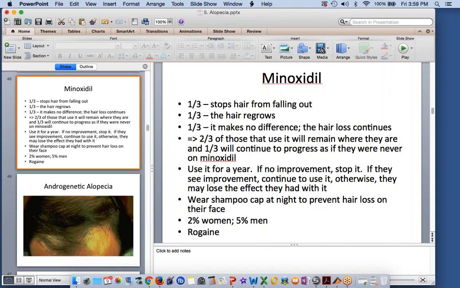So there's a good chance that the topical minoxidil will work, but it may fail. And then one has to apply it twice a day. And if one sees an improvement, then obviously one should continue using it. It's effective in about 2% of women and 5% of men.